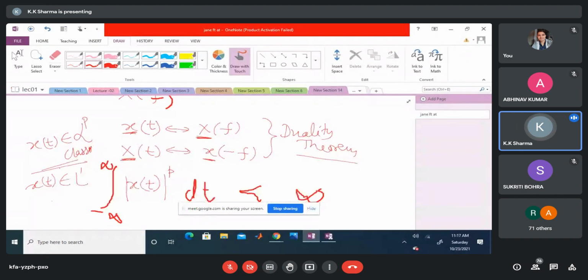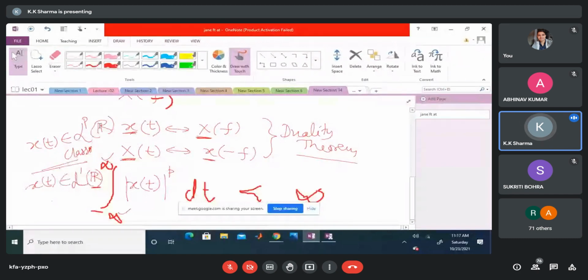And sometimes this L and that L are the same, and sometimes we also denote it by this, because the limits of integration are from minus infinity to infinity. That entire real axis is denoted by this R. So sometimes we write it like this, capital R, which in mathematical form represents the set of real numbers.